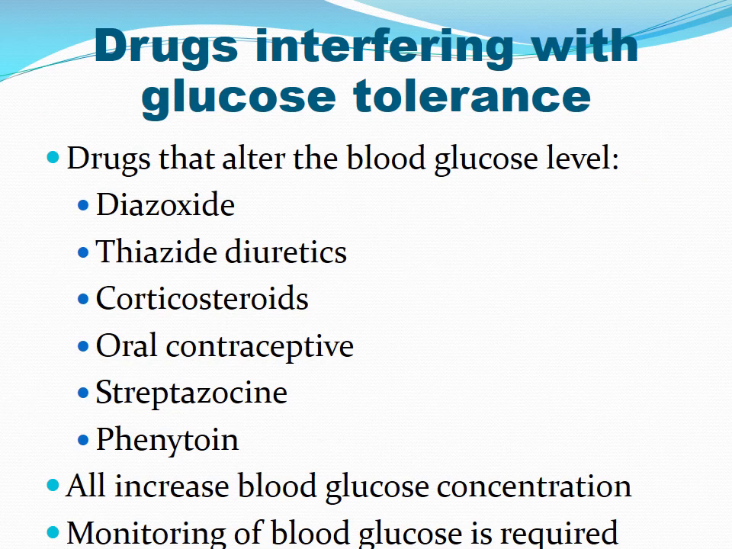Used experimentally to produce diabetes in experimental animals. Phenytoin also causes an increase in plasma level. All these drugs increase the plasma concentration of glucose. So during treatment with any of these drugs, you should monitor the plasma glucose level.